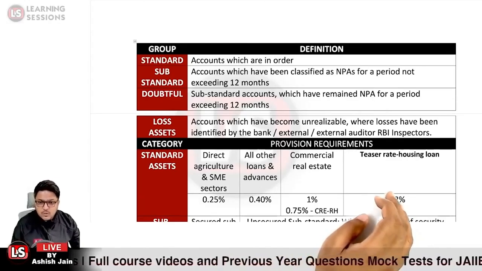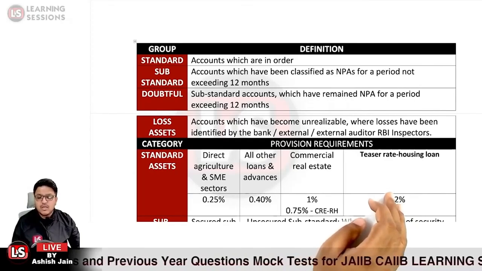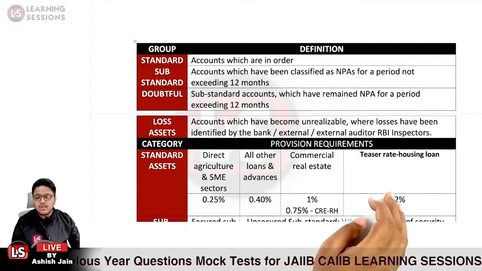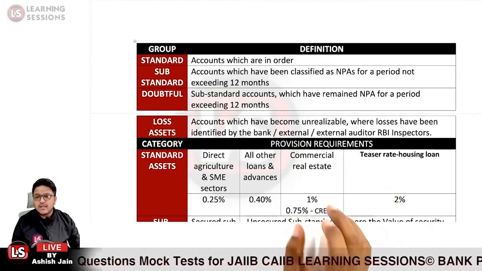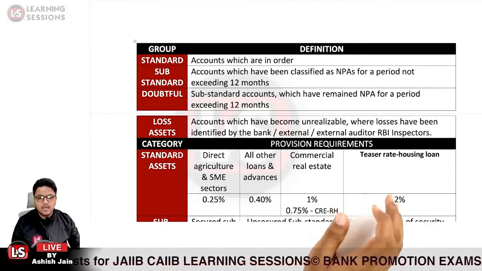There is a question about whether provision is to be maintained in the case of a state government guaranteed loan. Yes, definitely. In the case of a state government guaranteed loan, provision is to be created, and normal IRAC norms would be applicable.